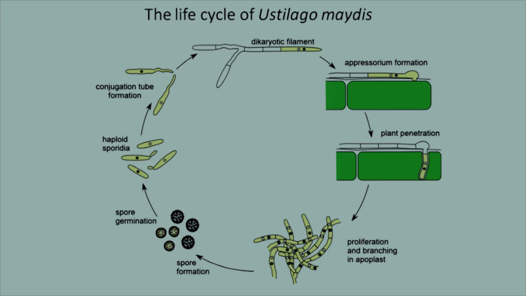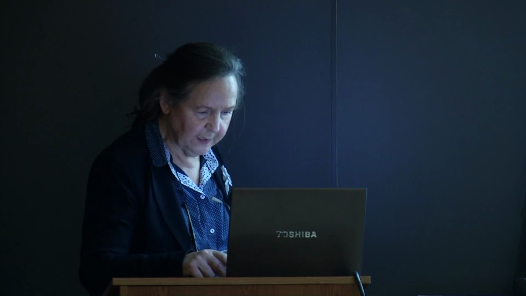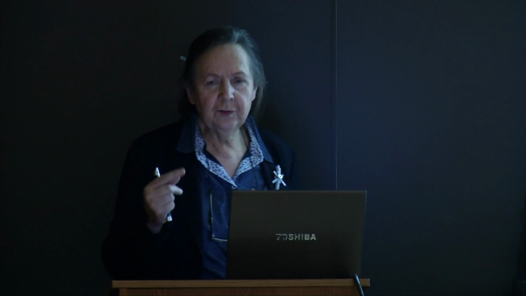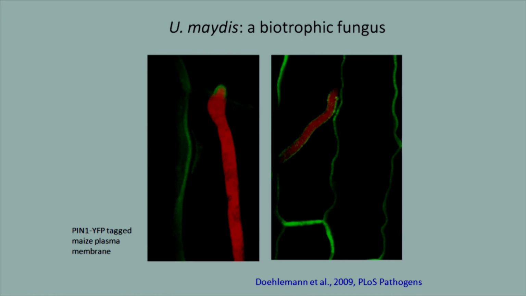Later on, you get massive proliferation and branching of hyphae in the apoplast, and at some point, nuclear fusion and spore formation. I will come back to that in the second part of my talk. So I want to show you how this looks in real life. Here we have the fungal hyphae in red penetrating, and the plant expresses the plasma membrane marker fused to YFP. And you see at the point of penetration, this plasma membrane invaginates and surrounds the hyphae.